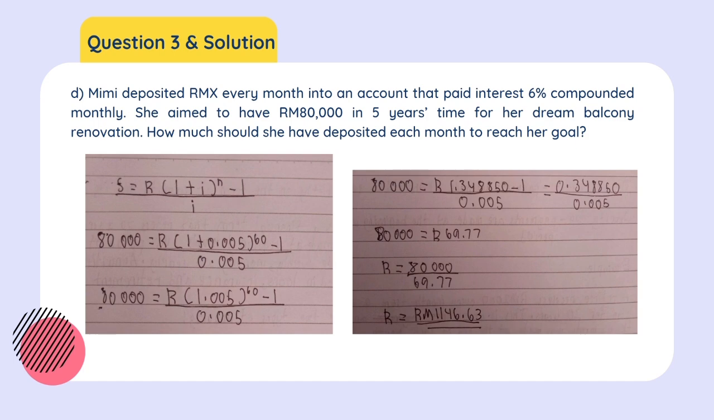Then we calculate the right part, and we got R times 1.348850 minus 1 divided by 0.005. We calculate that and we got 0.348850 divided by 0.005. We calculate that part and then we got 69.77. To find the R, we need to move the 80,000 to the other side. And so we got 80,000 divided by 69.77. Calculate that and then we will get the answer of R, which is 1,146 ringgit 63 cents.